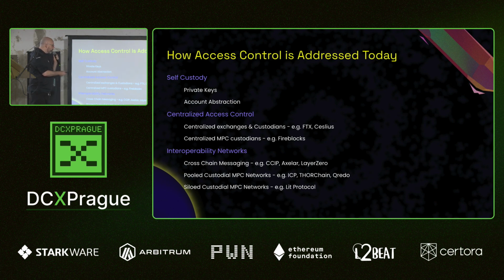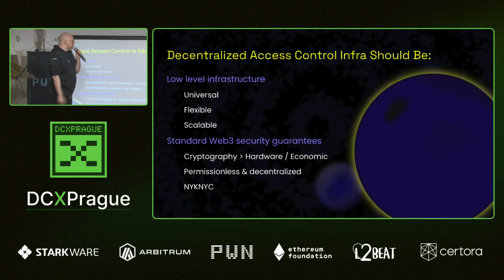You have pooled custodial MPC networks, so things like ThorChain, ICP, and you have siloed custodial MPC networks, which are very new, and we'll talk about them as well. So these are kind of the ways that people are thinking about how to solve access control. You also have things like bridges. You have a lot of things that people are building into protocols in order to enable them, right, like IBC or things like that. But those are all very, let's call them ad hoc and patchy solutions in order to solve a very specific problem. They don't really create an infrastructure for decentralized access control.